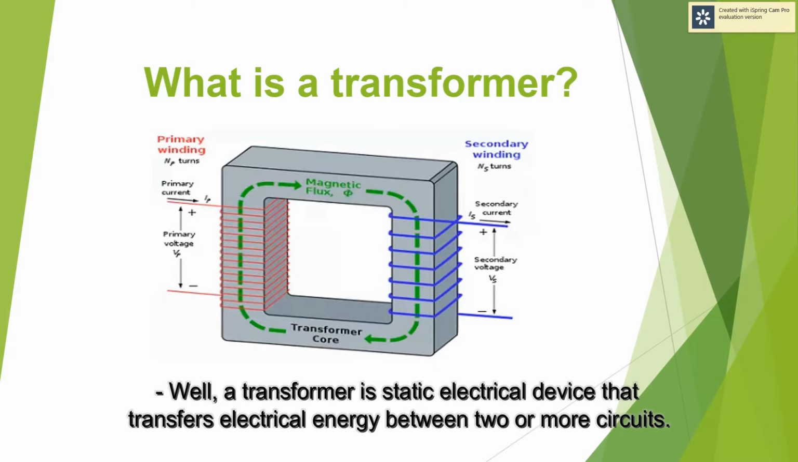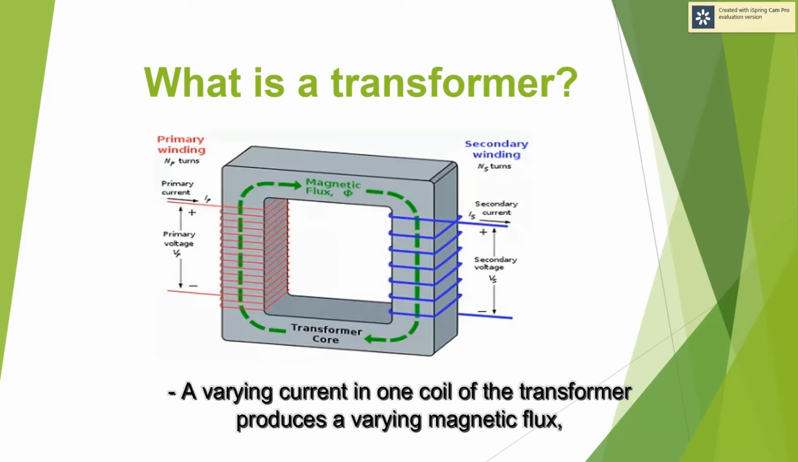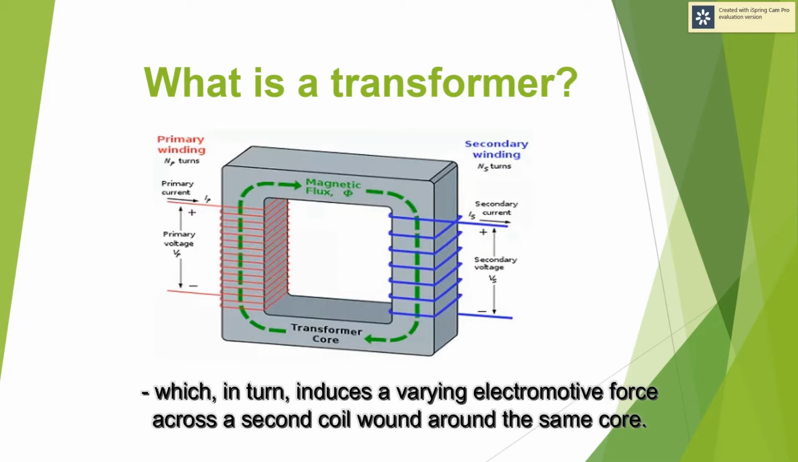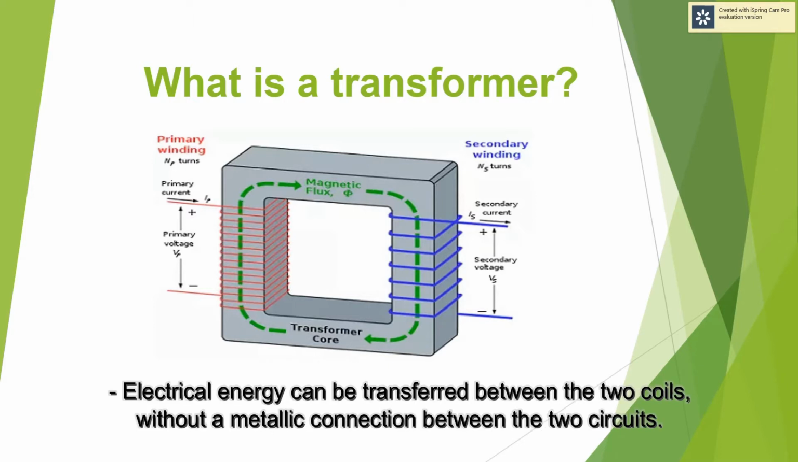Well, a transformer is a static electrical device that transfers electrical energy between two or more circuits. A varying current in one coil of the transformer produces a varying magnetic flux, which in turn induces a varying electromotive force across a second coil wound around the same core. Electrical energy can be transferred between the two coils without a metallic connection between the two circuits.